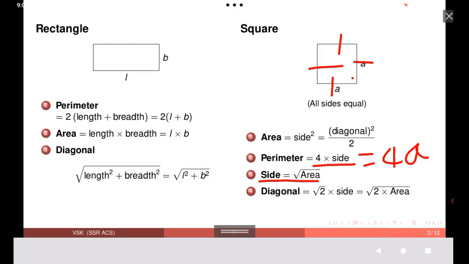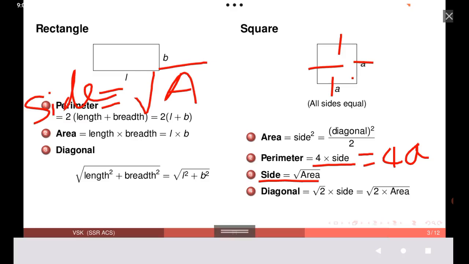And how to find the side? Side will be under root of area. So if the area is given as A and we want to find the side, it will be under root of A. So this gives the side of the square. And how to find the diagonal? Diagonal is under root 2 into side. All these formulas you will have to memorize.